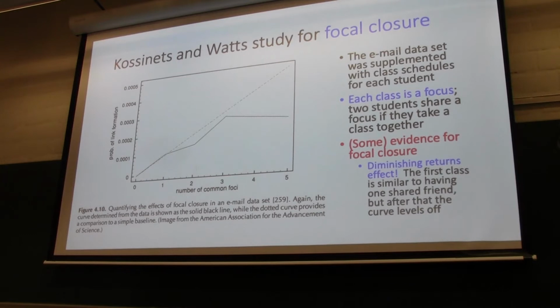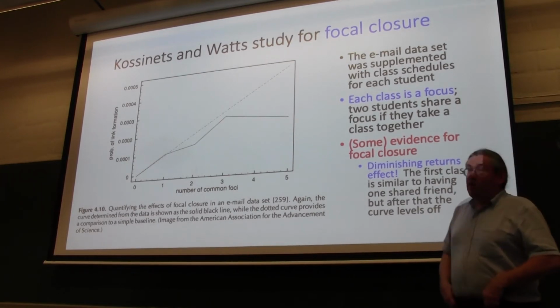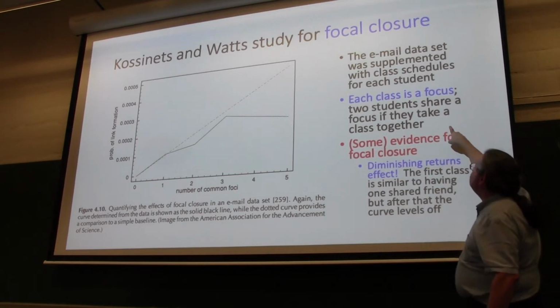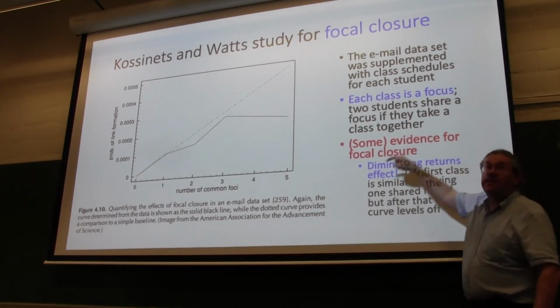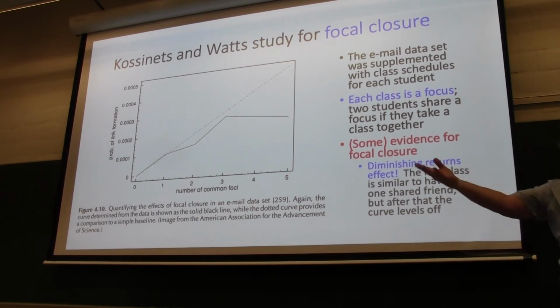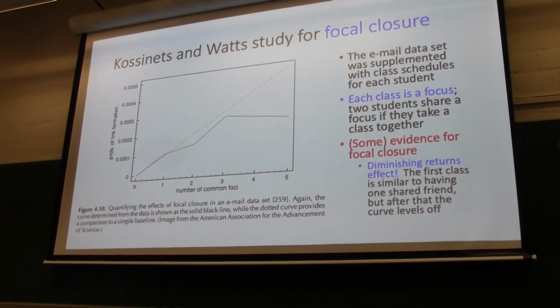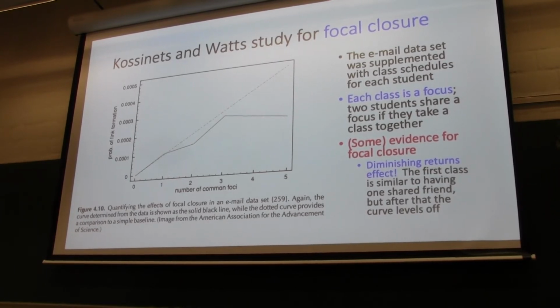This one is focal closure. Focal closure is if the two are members of a karate club, then they will become friends. So how many activities or foci do they have in common? Here it's very simple. Two students share a focus if they take a class together. So you guys are sharing one focus right now. If you have another class, it depends on which options and majors you're taking. You might have other classes in common.